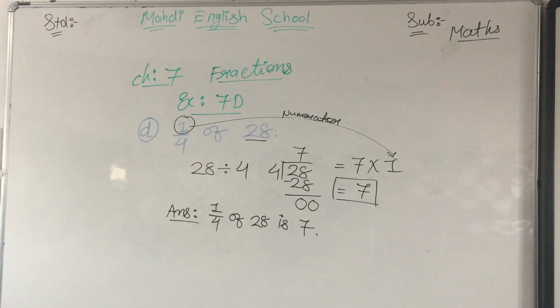So first you write the word division, then after that write the multiplication. No need to write the numerator and this arrow. You only write, my dear students, the division or multiplication step.